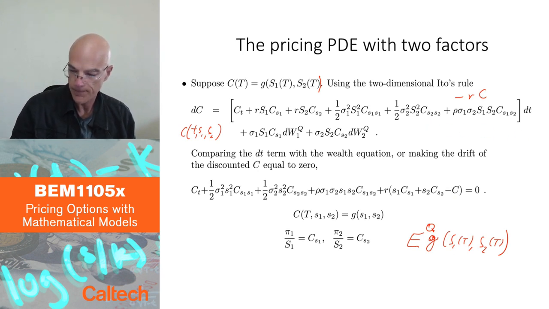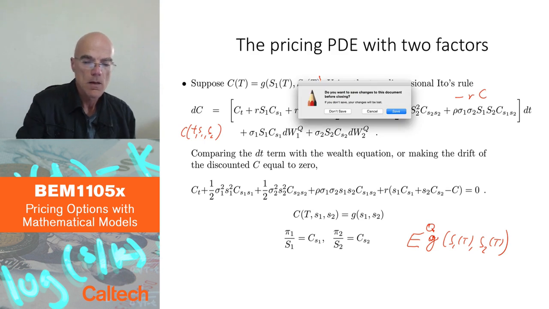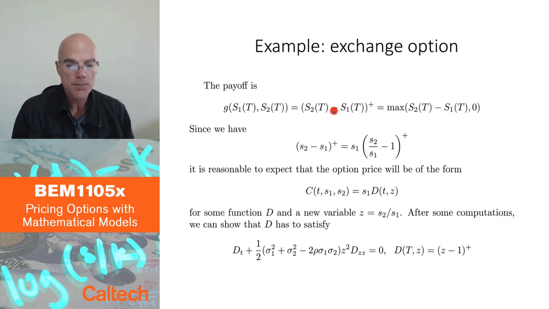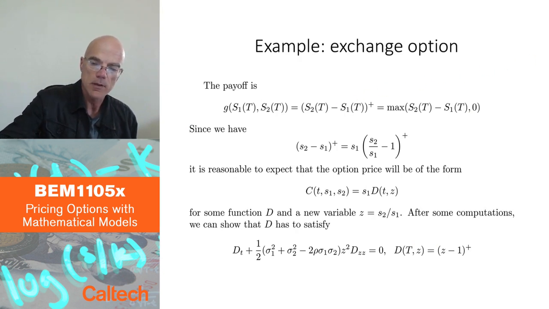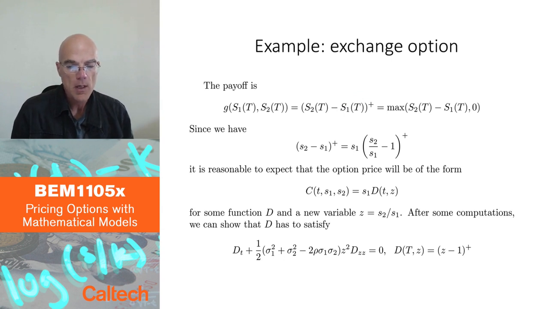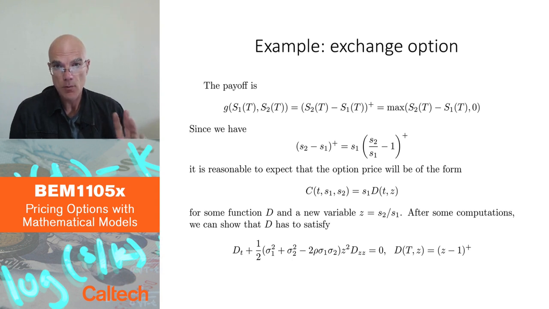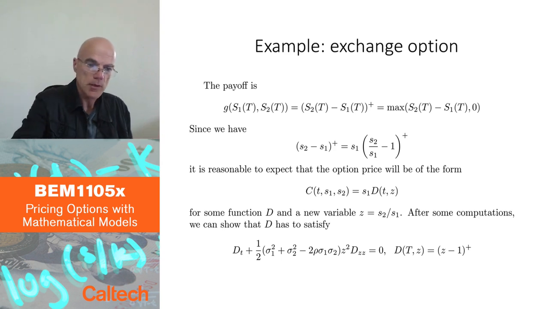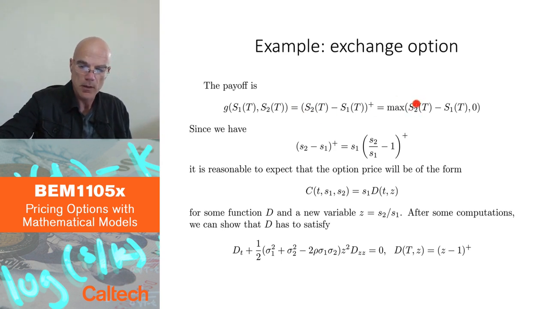So let's do an example. This is a pretty famous example. It goes back early into the 70s. Formula by Margrabe. It's an exchange option. It's an option to exchange one asset for another. If you think about put and call options, those are also options to exchange cash for an asset. But maybe you want to exchange something else, not cash. So it's simply the maximum of S2(T) minus S1(T) and 0.